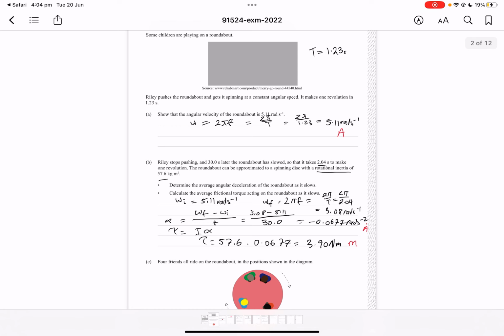If the children move closer to the center, that means more mass will be distributed closer to the center of rotation, which will decrease the rotational inertia of the system. And since the process of the children moving in towards the center does not exert any external torques on the system, this means that the angular momentum of the system is conserved. Therefore, with a decrease of rotational inertia and the momentum staying the same, we should expect the roundabout to increase in speed, in angular velocity.